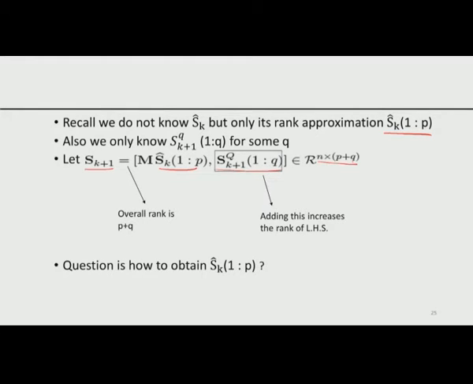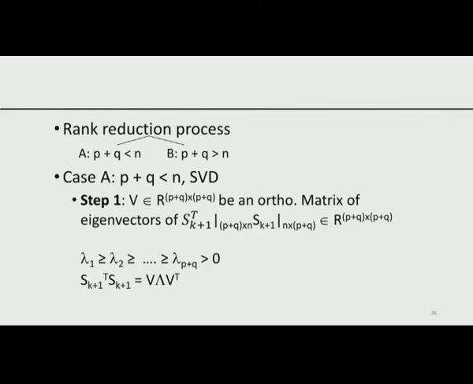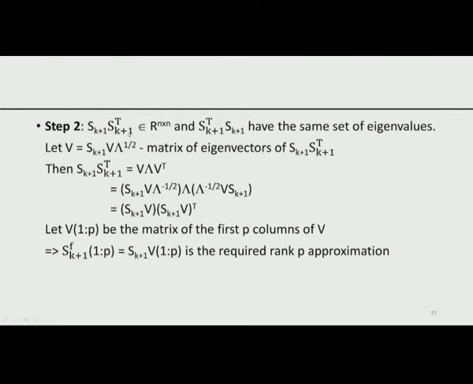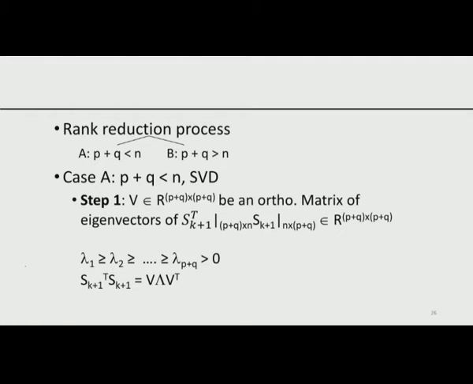So how do you reduce a matrix of size n by p plus q to an n by p matrix? That is what is called the reduction. This is what is called the rank reduction process. The rank reduction process depends on whether p plus q is less than n or greater than n. p is the rank of the analysis covariance matrix, q is the rank of the square root of the process noise. p and q are two integers, so p plus q could be less than n or greater than n.